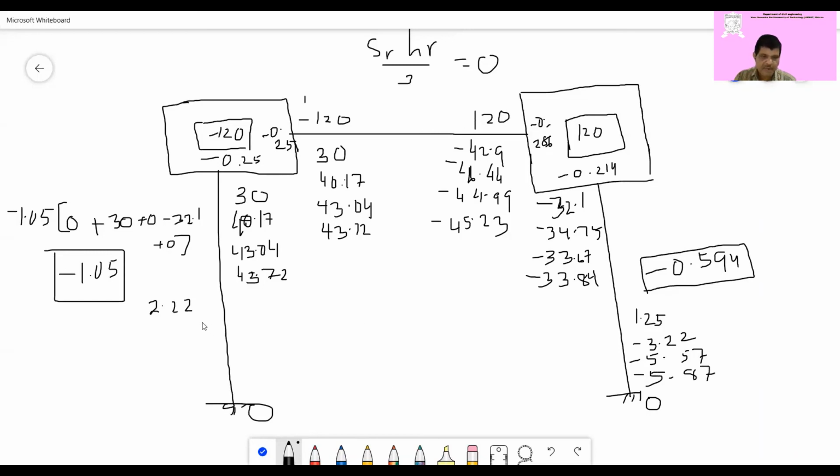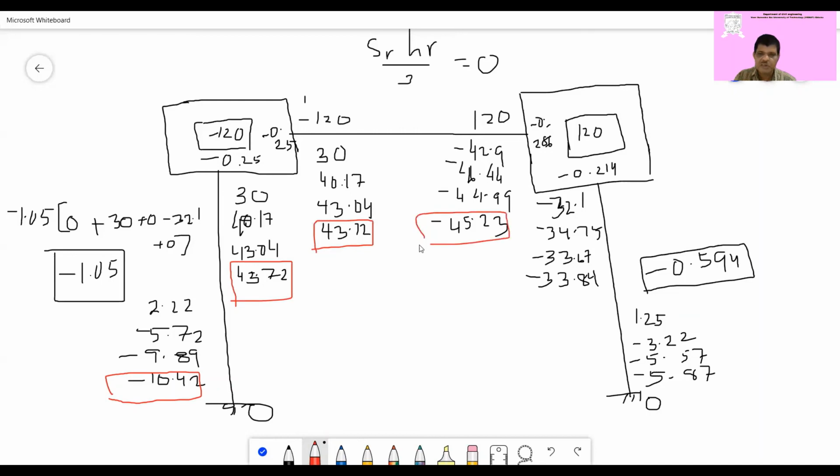And here you have minus 5.72, then minus 9.89, and minus 10.42. We have stopped here, so these are the final values. These are the final moments to be considered for the calculations. The rotation contribution and the displacement contribution are different, and we have discussed that we will take only displacement contributions for your columns.